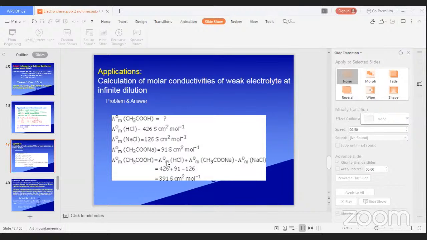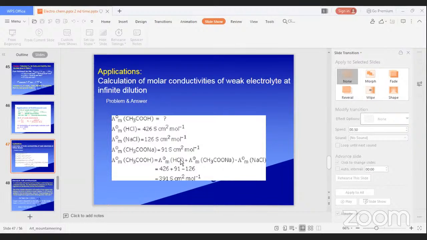Then how will it be ionized? Lambda naught of H plus plus lambda naught of Cl minus, here lambda naught of acetate ion CH3COO minus plus lambda naught of Na plus. All these are positive signs, and here minus of lambda naught of Na plus and minus of lambda naught of Cl minus. Here positive Na plus, negative Na plus; here negative Cl minus, here positive Cl minus. So these four ions get cancelled. Then what remains? Lambda naught of H plus and lambda naught of CH3COO minus.